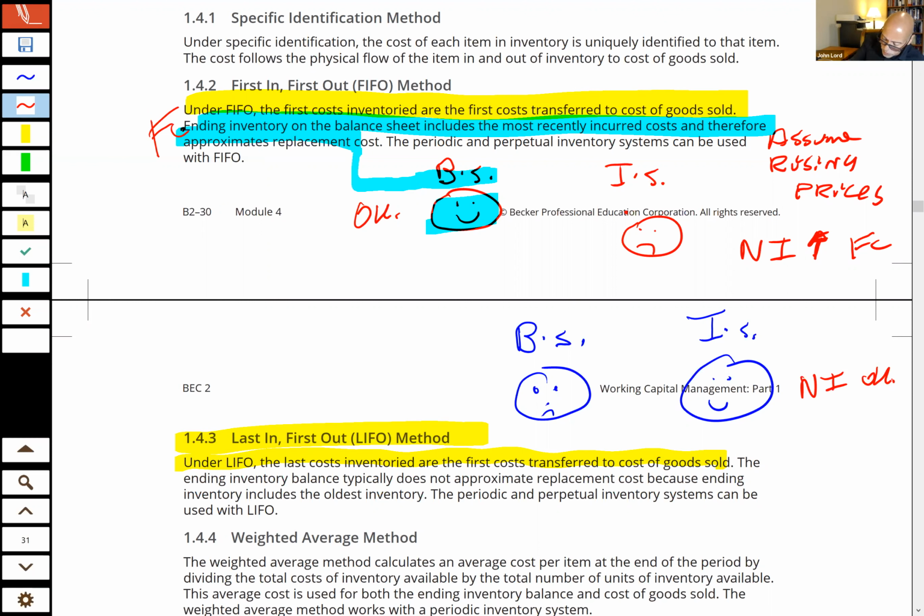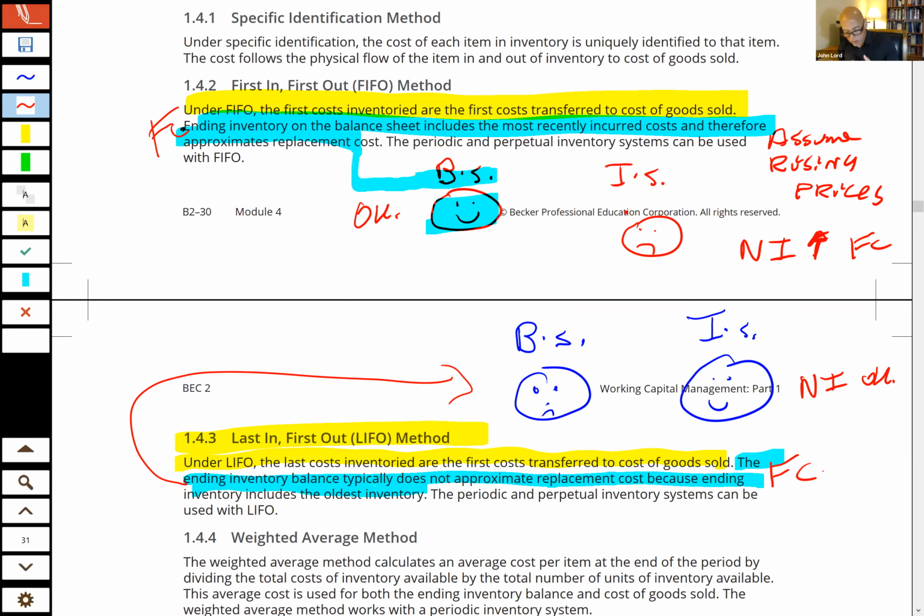Okay, but what happens? We're sitting here and we're keeping old things that we bought a long time ago on our balance sheet. So the ending inventory balance typically does not approximate replacement cost because it includes the old inventory items. Okay, so that's why the balance sheet is sad. So the way Becker wrote this question or this description, they wrote it just talking about the balance sheet impact. But if they're giving you a written communication, I think you can get some more points by also talking about the income statement impact. Okay.